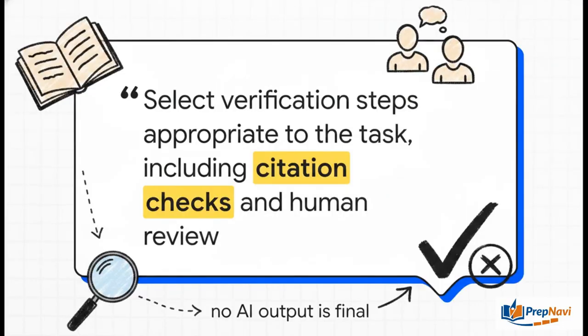In fact, let's look at this direct quote from the official skills update released on July 22, 2026. Quote, select verification steps appropriate to the task, including citation checks and human review. The language Microsoft uses here is incredibly specific. The exam will present you with scenarios and ask you to pick the right verification step. Always, always remember, no AI output is ever final until a human validates it against proper citations.